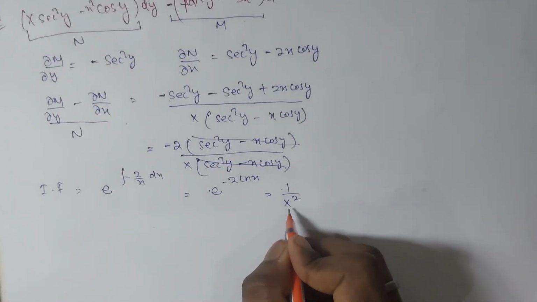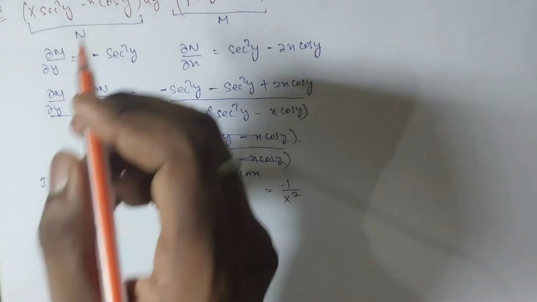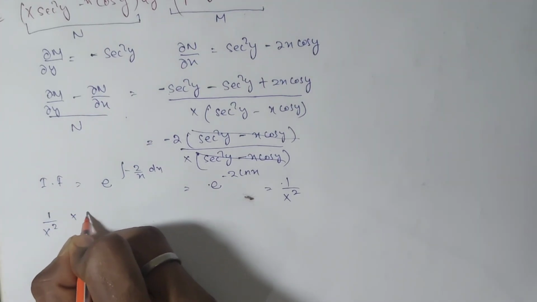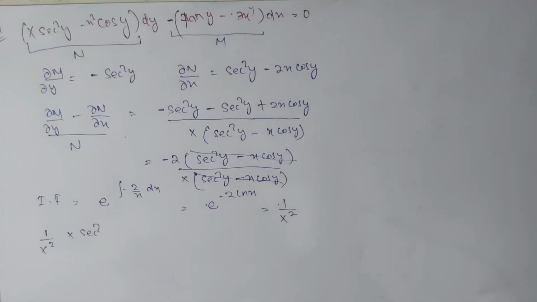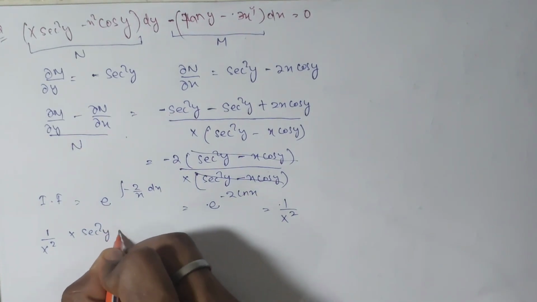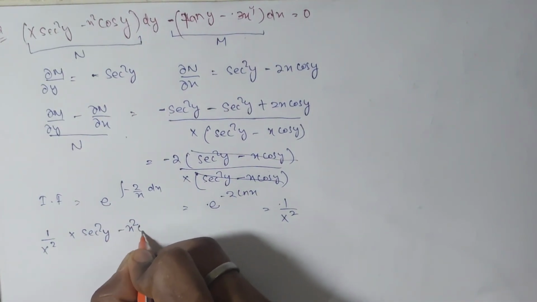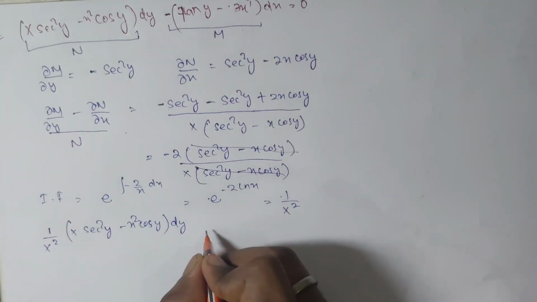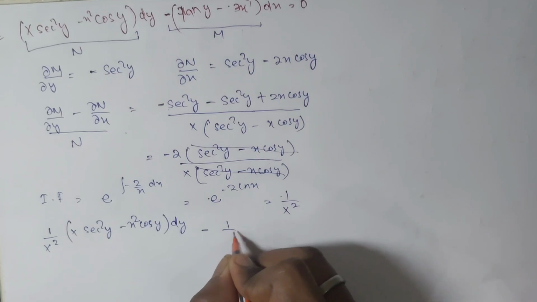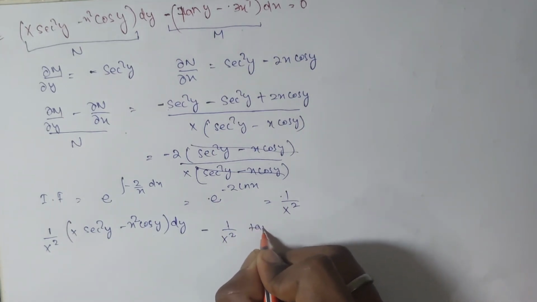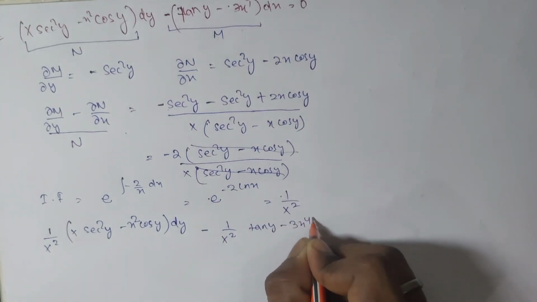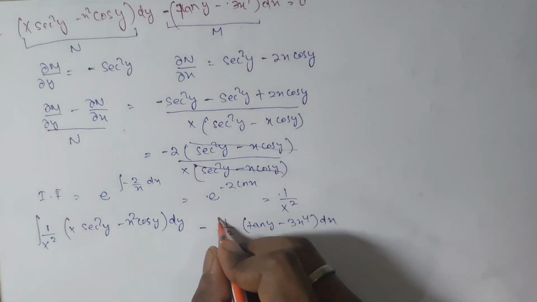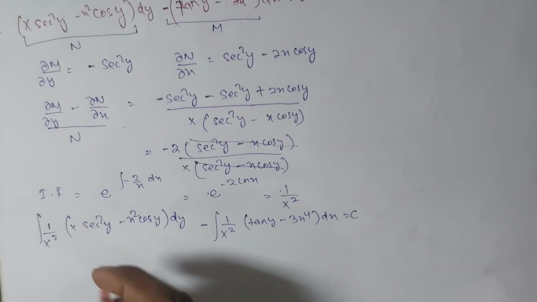Now multiply 1 by x square on both sides of this equation, then it becomes 1 by x square times (x sec square y minus x square cos y) dy, then minus (1 by x square tan y minus 3x fourth) dx, and integrate both sides, and here is a constant.